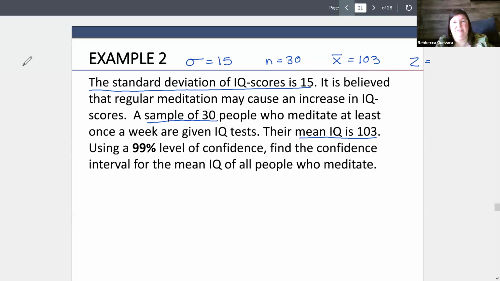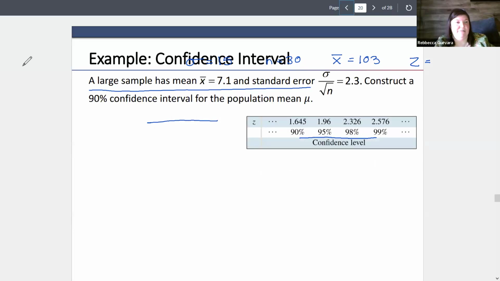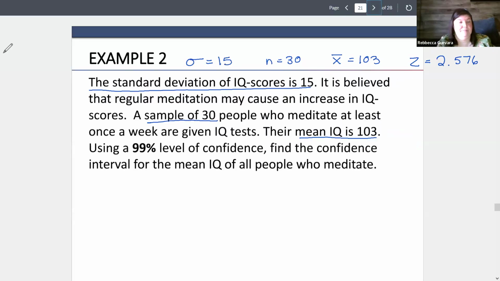We want to use a 99% level of confidence. Well, what could that be? The chart says for 99% level of confidence, my z-score, my critical value, is 2.576. We did this one last time with a 95% level of confidence, so we're going to end up with a bigger interval here. But like I said, this is all we really need.